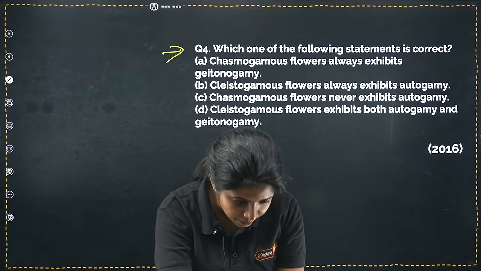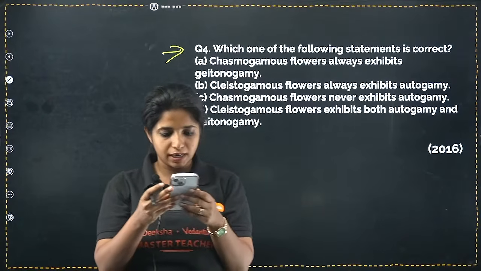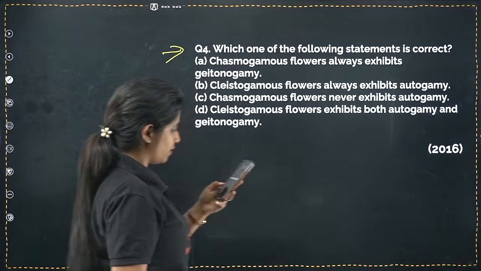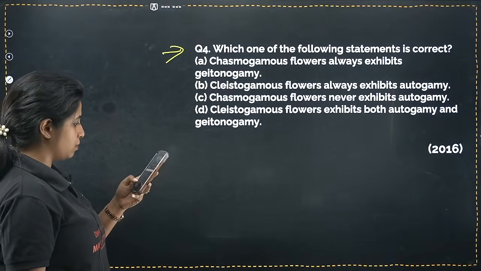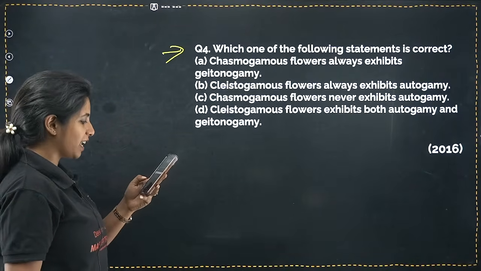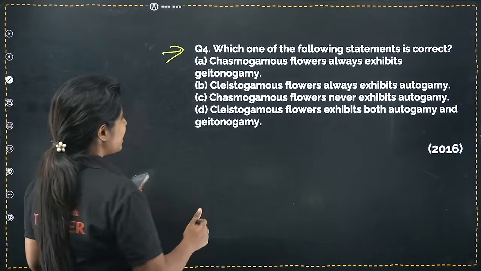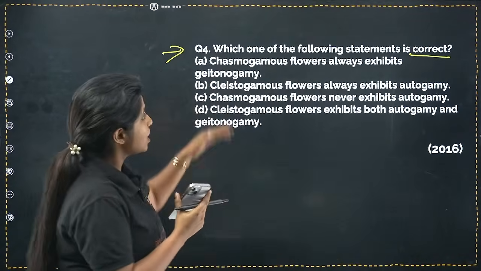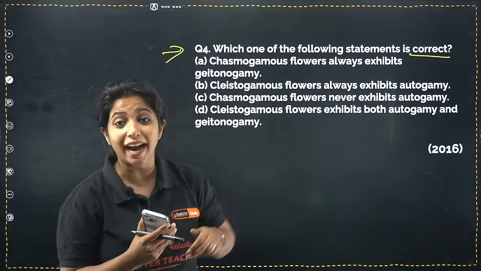So I see Yellamma is there. Hello, dear. Yellamma is saying the answer for this question is B. Suchitra says it's B. Mir Jafar says C. Sanjeevani says B. Yashna says B. Prajwal D. You are being asked which one is going to be correct. Chasmogamous flowers always exhibit geitonogamy.